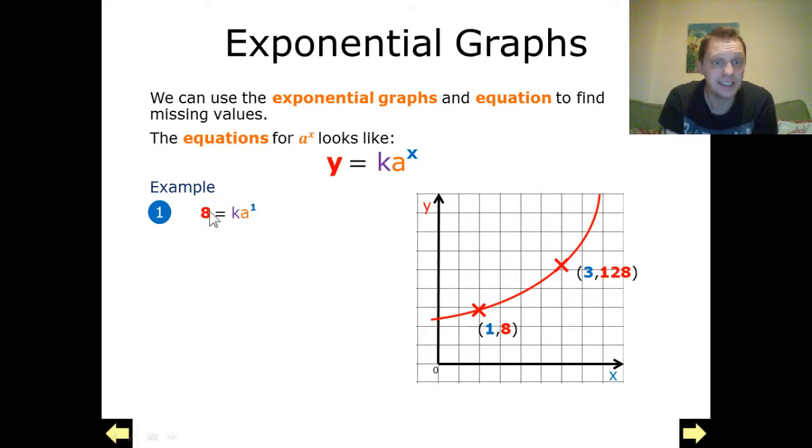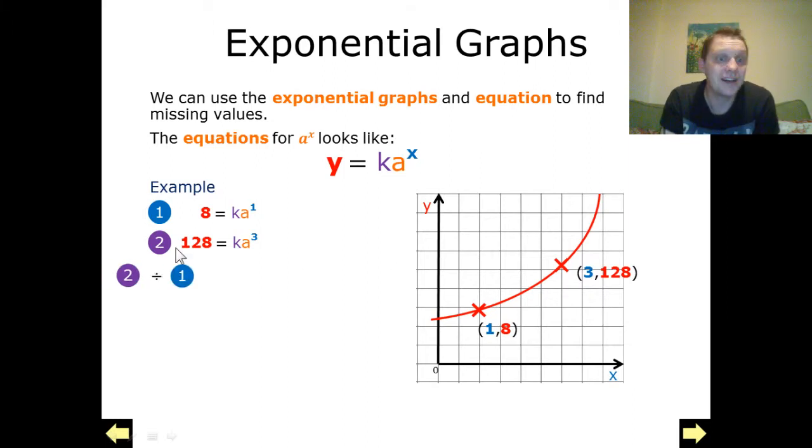Our first equation is going to read like this: 8 equals k a to the power of 1. Substituting in my value for y and substituting in my value for x. My second equation is going to have my y being substituted in as 128, equaling k a to the power of 3, which is my coordinates of my x value.